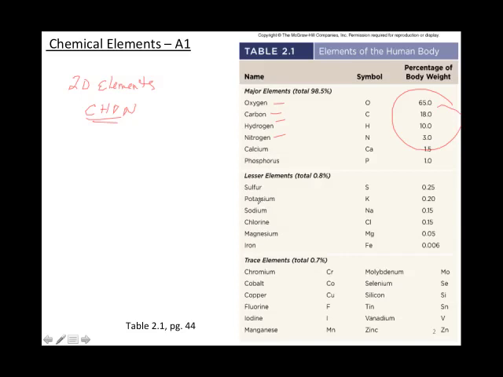We also see that there are some lesser elements which make up upwards of 0.006%, and then we have things that are trace elements, which total, all of them together, less than 0.7% of the entire body. Don't worry about knowing these. I guess the most important one I want you to know are these four here.